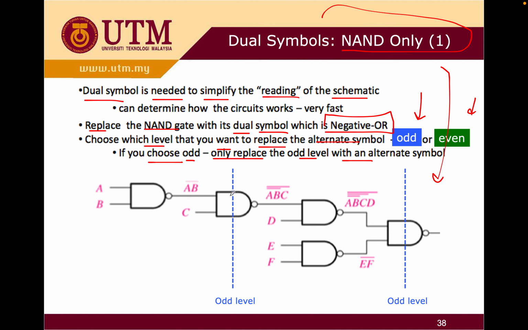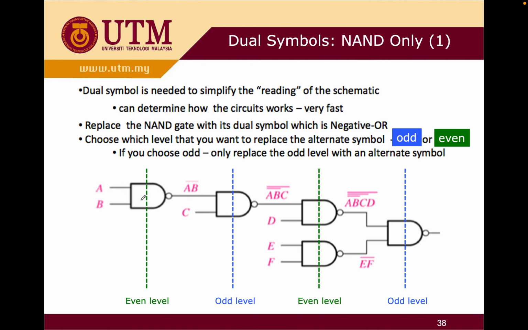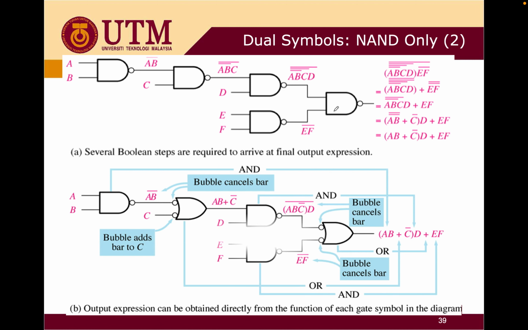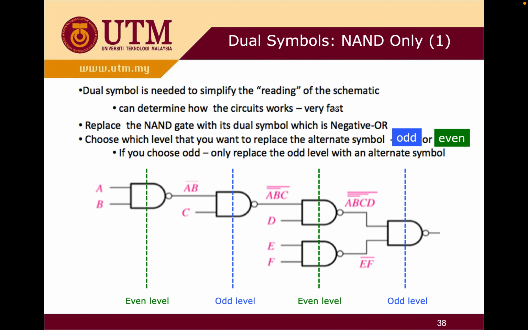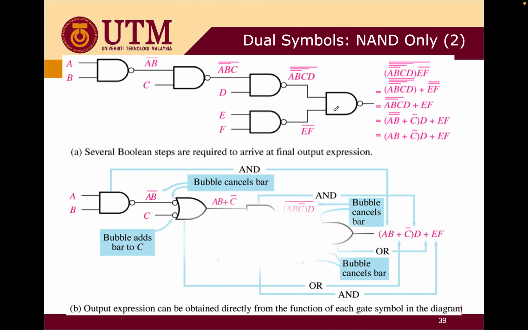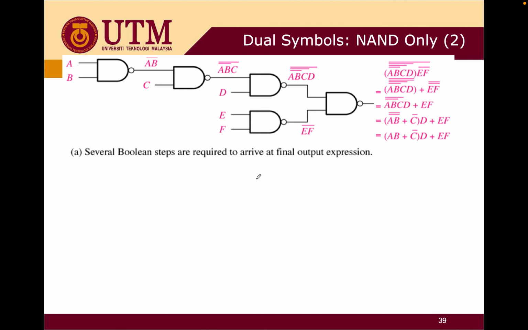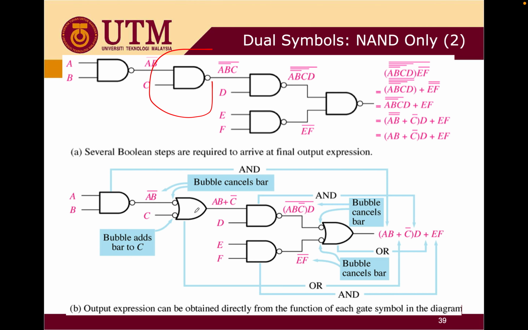So this is odd, this is odd, this is even, this is even. How to determine your circuit level? This is even, this is odd, even, odd. If in this question you are referring to odd levels, you need to change only these, but represent them in terms of the dual symbol. So you change this NAND gate to be the bubble OR there. You can see?